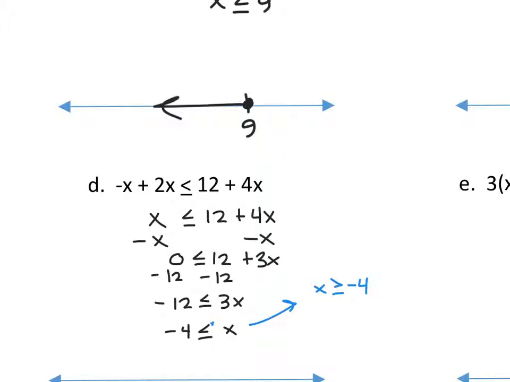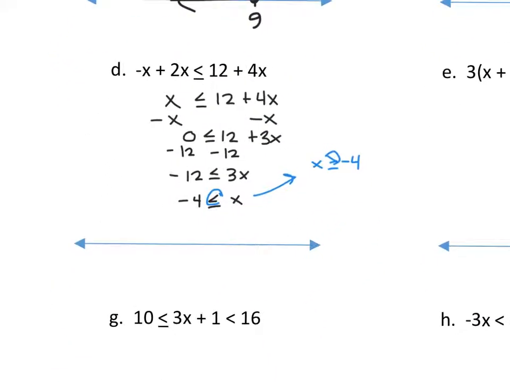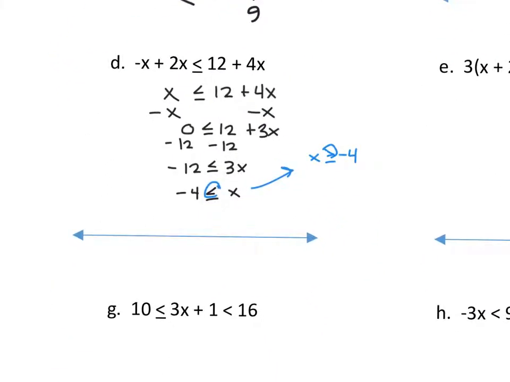Okay, see how there's Pac-Man biting x right here and Pac-Man biting x right here? So those are the same thing. So I'm going to put a closed dot at -4 and shade to the right.